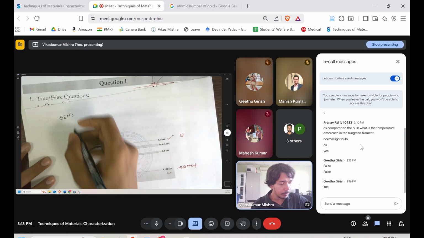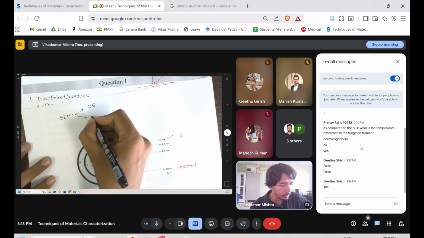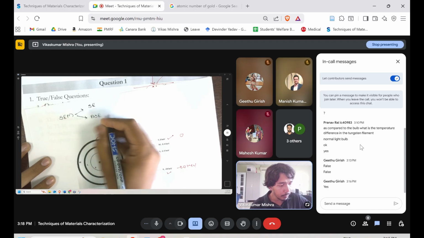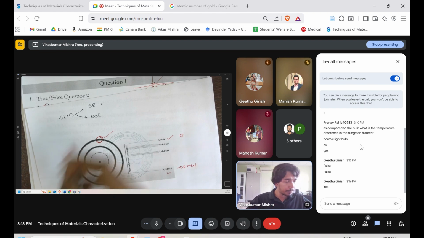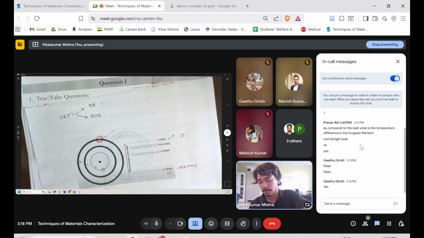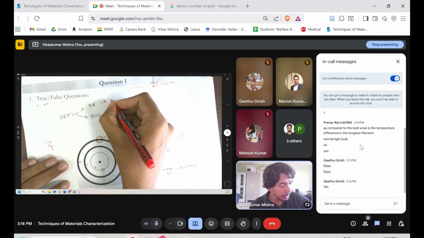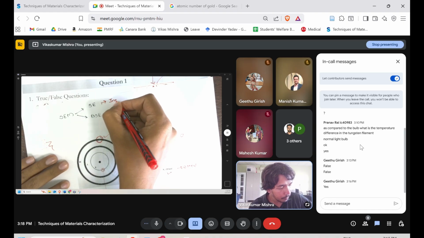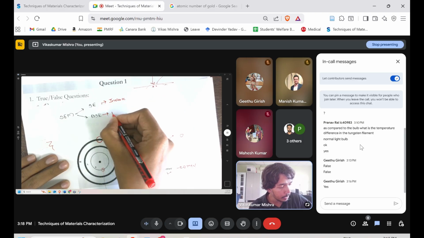In SEM, we talk about two signals: SE, and another one, the BSE. The SE signal is coming due to inelastic scattering. BSE is coming due to elastic scattering.